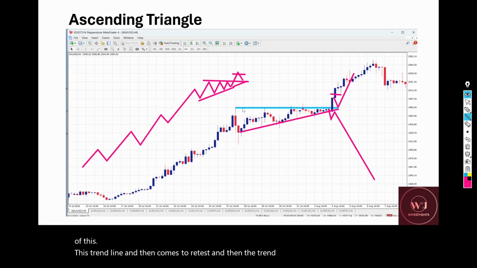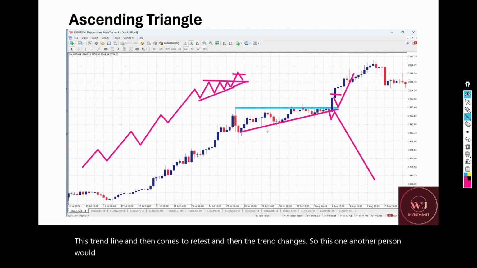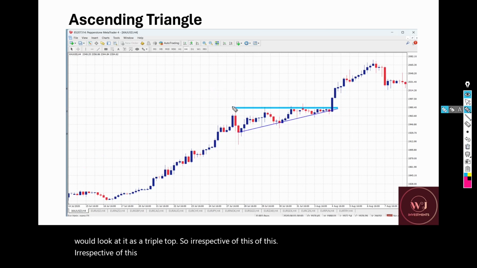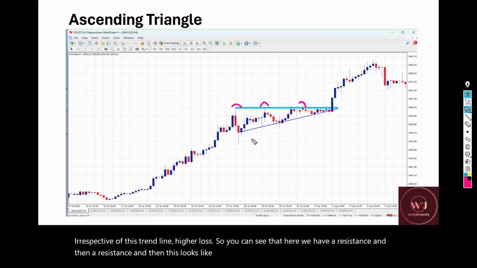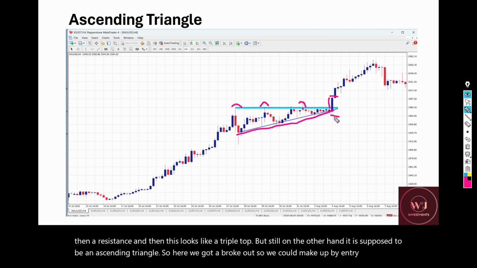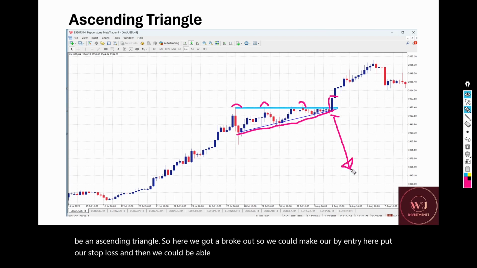So this one, another person would look at it as a triple top. Irrespective of this trend line, higher lows. You can see that here we have a resistance and then a resistance, and this looks like a triple top, but on the other hand, it is supposed to be an ascending triangle. So here we got a breakout, so we could make our buy entry here, put our stop loss, and then be able to catch the wave down.